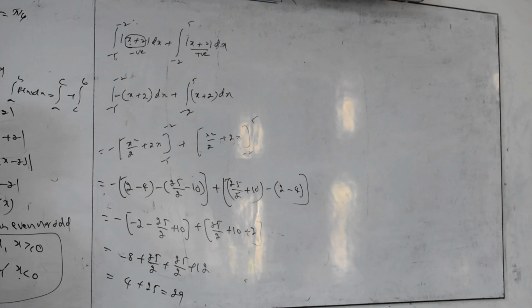In the whole interval we can't open, because this is both negative and positive. So in which interval it is positive and in which interval it is negative, that we should identify first. So how to identify? The turning point. Mod x plus 2 turning point is minus 2. That point is there in between, so we split: minus 5 to minus 2, minus 2 to 5. This is the way.